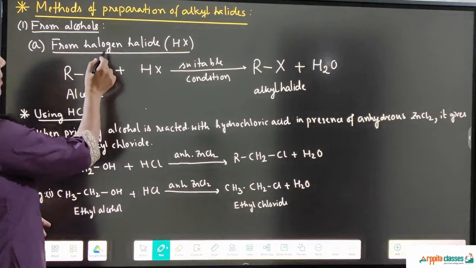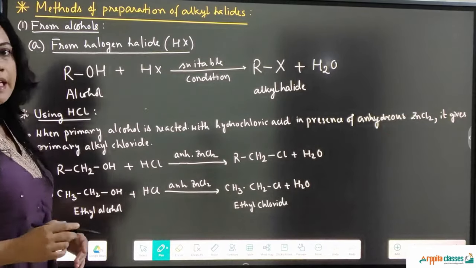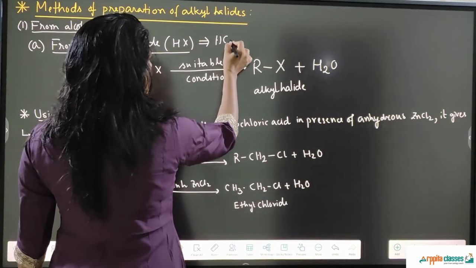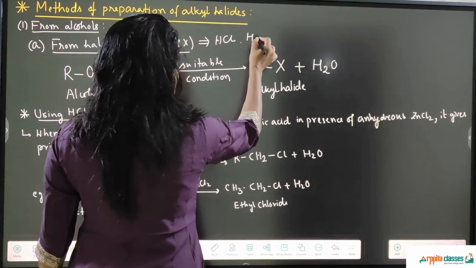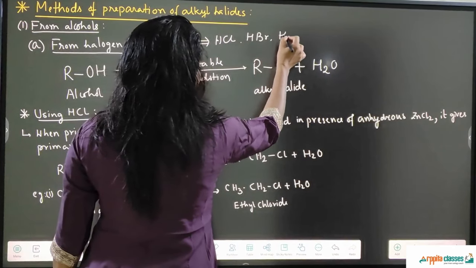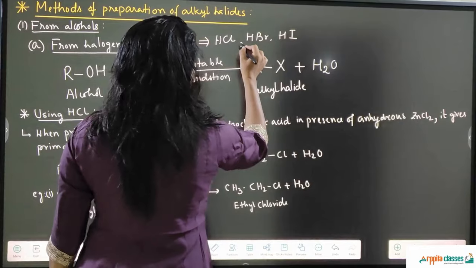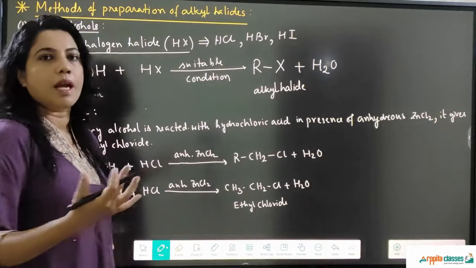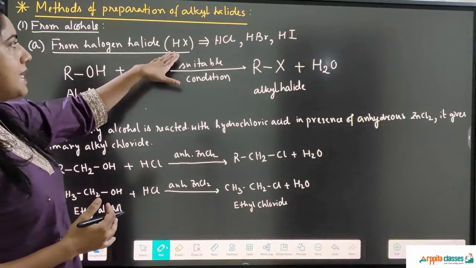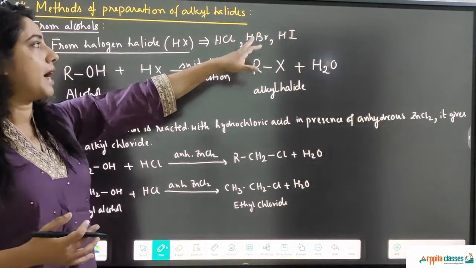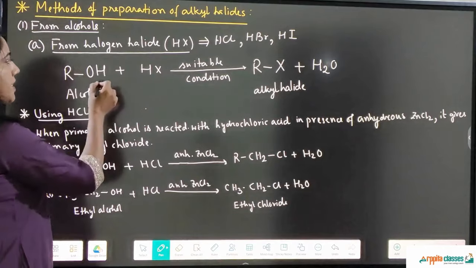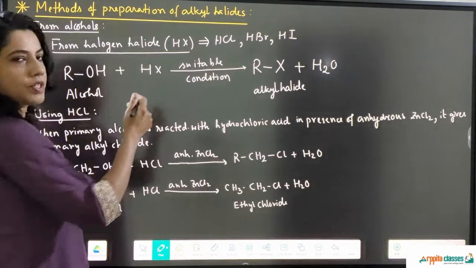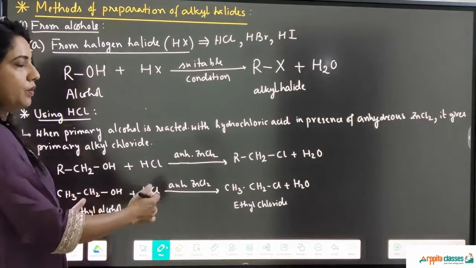So the first method is from halogen halides, which are denoted by HX, and HX could be HCl, HBr and HI. We do not take HF because normally hydrofluoric acid shows a different type of behavior. So in this case HX means HCl, HBr and HI. So alcohol, denoted by ROH, is treated with HX in suitable conditions, because the condition will be changed, that we are going to see later.